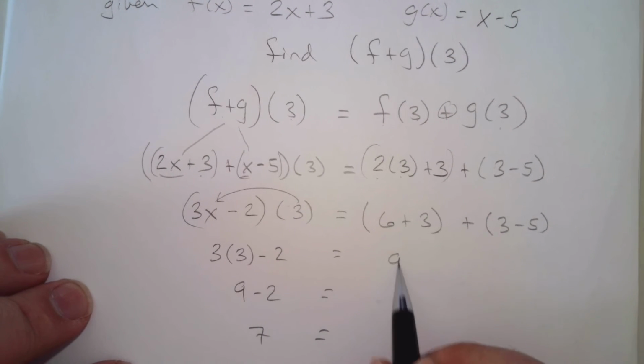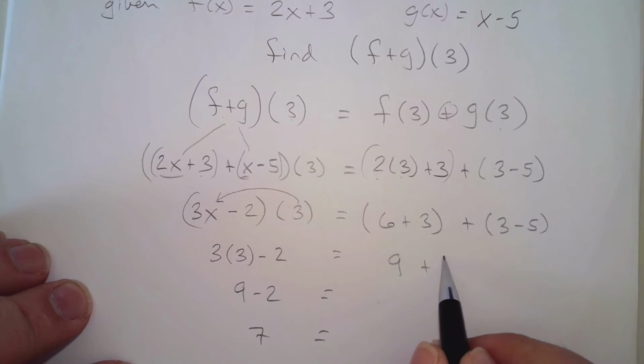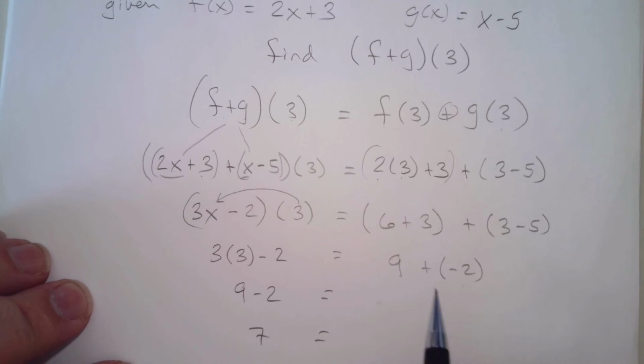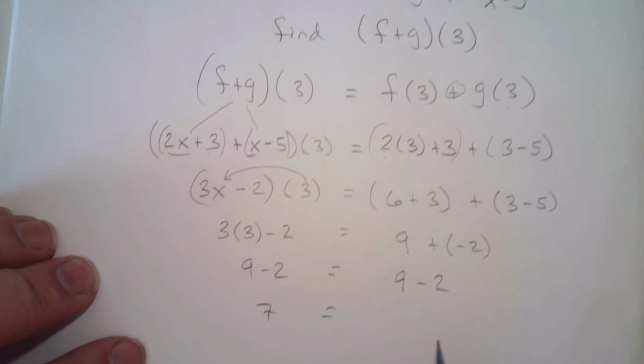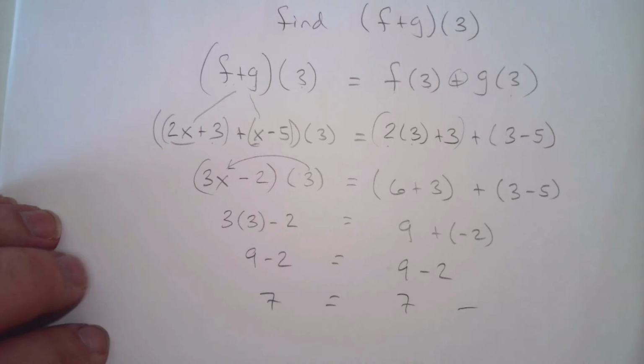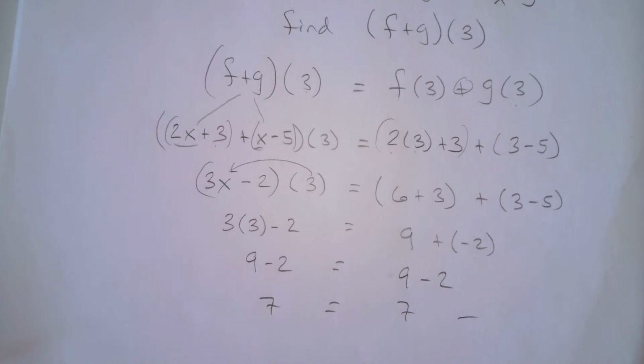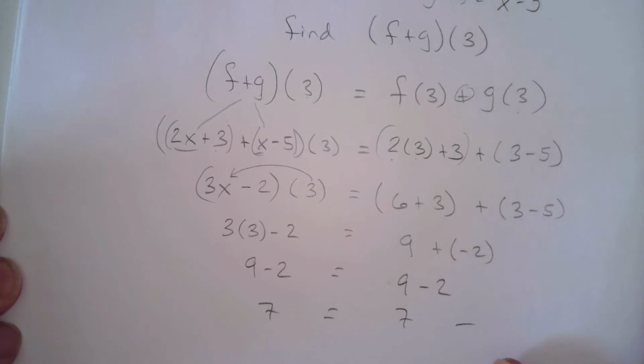6 plus 3 is 9. 3 minus 5 is negative 2. 9 minus 2 is 7. So, there's the first one. Alright, so let's look at the homework problems. That's how they work.